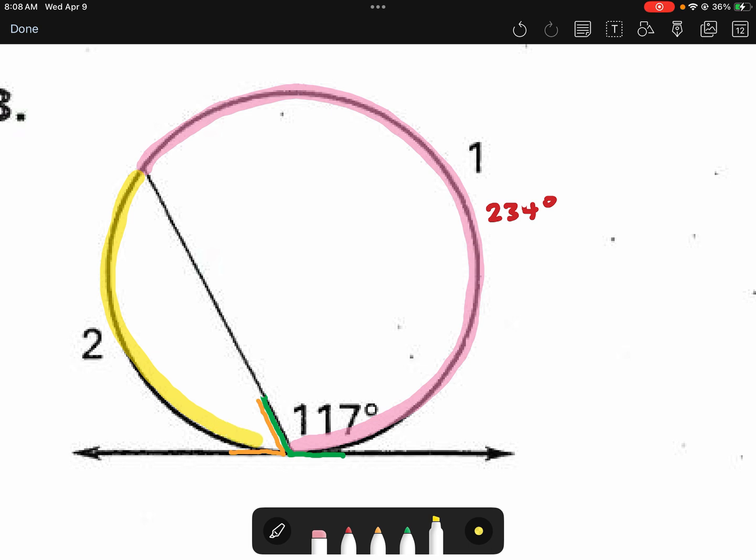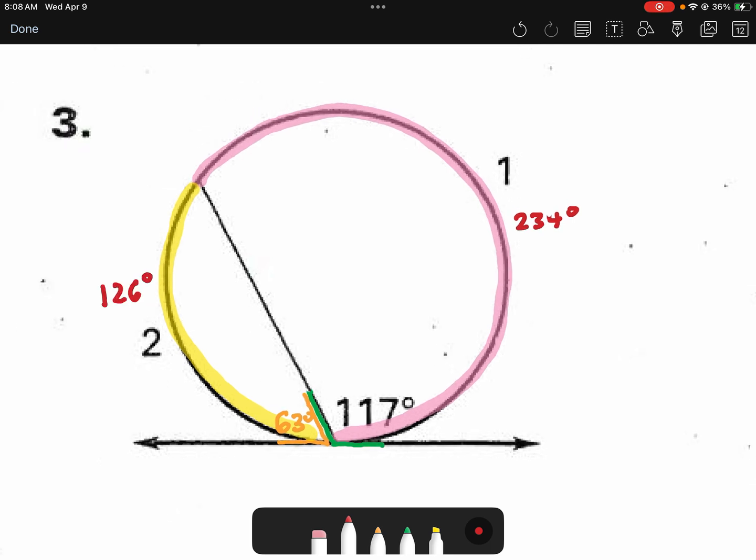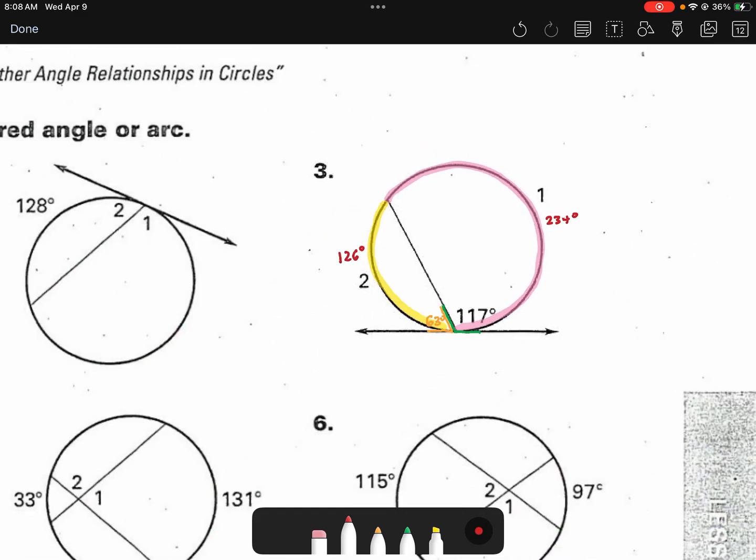Same relationships go here. Notice how the orange angle and the green angle make a supplementary pair. Well, what is a supplement of 117? It'll be 63. And then double that would be 126. Now, when you're all done here, obviously your angles better add up to 180 and your arcs better add up to 360. Double check to make sure that's the case. That's how you use theorem 10.11.